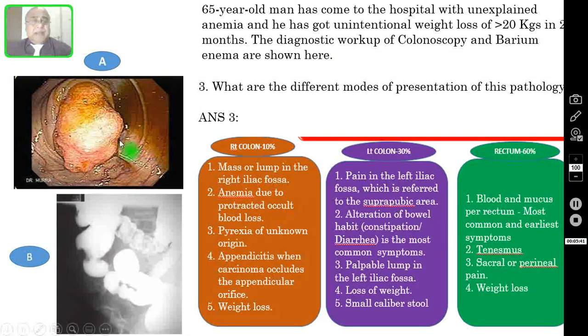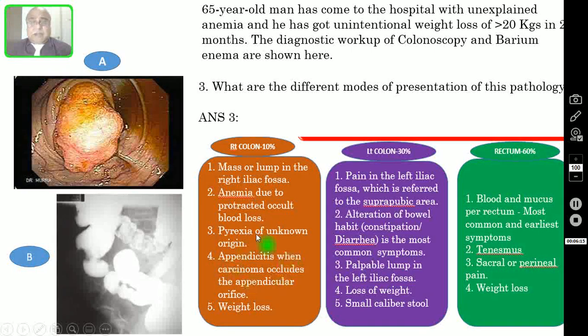Because of this tumor, there will be microscopic or very minute blood loss from the tumor, and that is the cause for the anemia. The patient also can present as a mass or lump in the right iliac fossa. That is another mode of presentation. Or the patient also can present as pyrexia of unknown origin or PUO. The patient can also present as a case of appendicitis when the carcinoma of the cecum occludes the appendicular orifice.